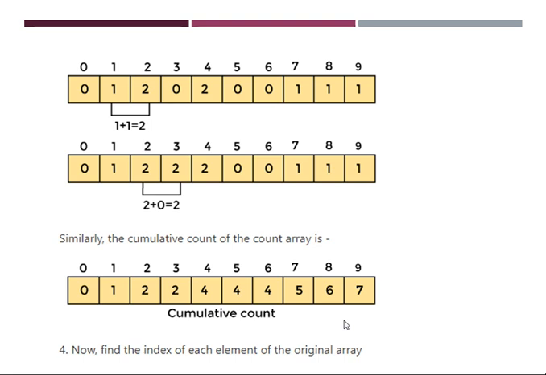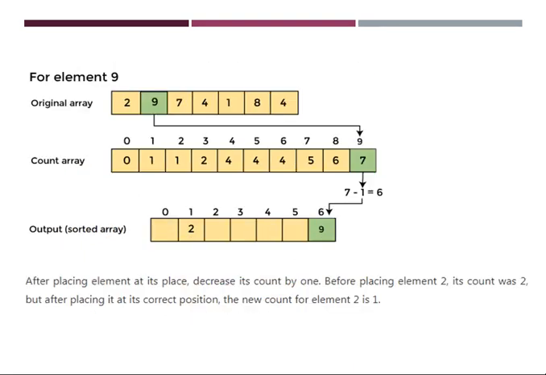Now find the index of each element of the original array. Now here we need to find the index of the original array. So for element 9, the index in the count array is this thing. What value we are getting out of count array, right? So we'll be just subtracting 1 from this 7. So ultimately we'll be getting 6. So in output array, 9 will be occupying index number 6.